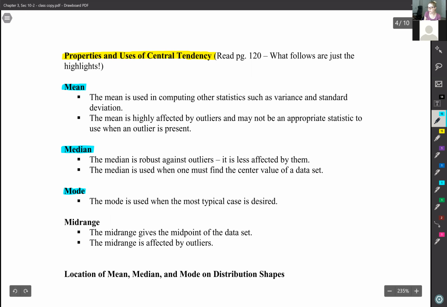The mode, so the mode is used when the most typical case is desired. So if you're looking at a data set that's talking about maybe occurrences of something, so if you're looking for the most typical case or the one that occurs most often, that would be the mode.